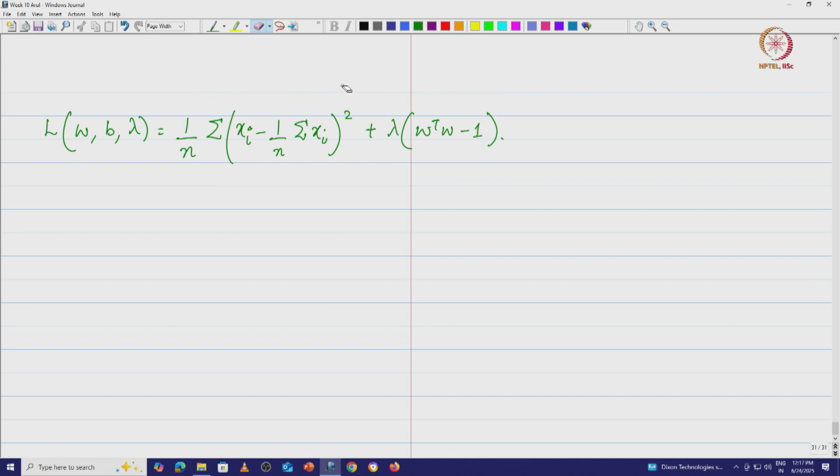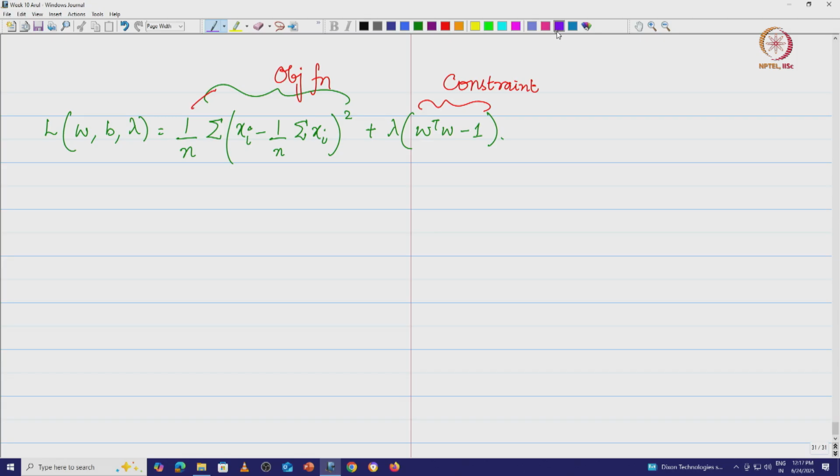So, I will write it here. Let us take this to be the objective function, the cost function or the objective function, and this is going to be my constraint. This is what I have.